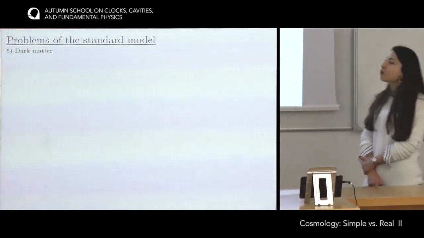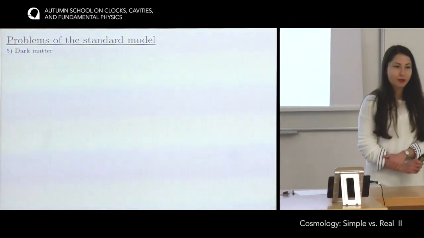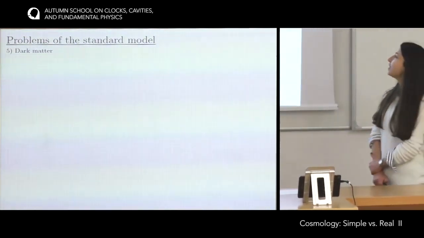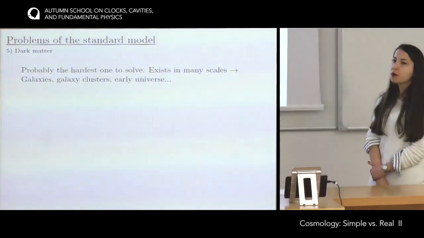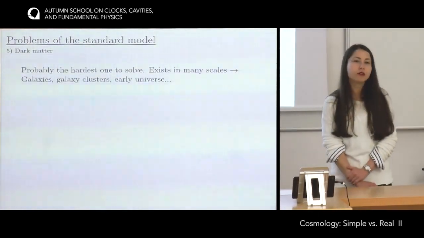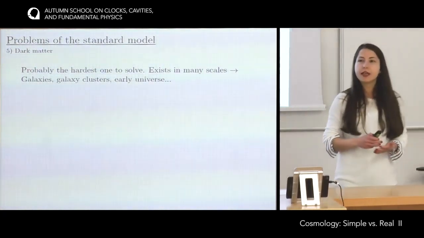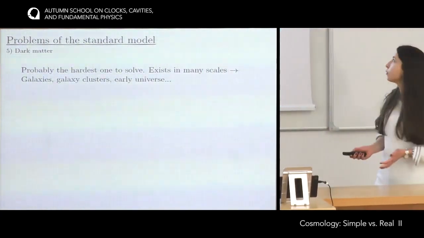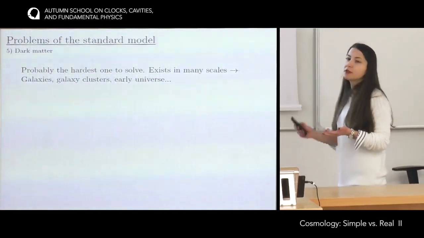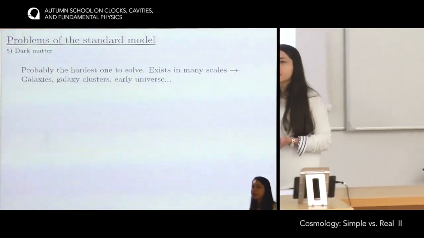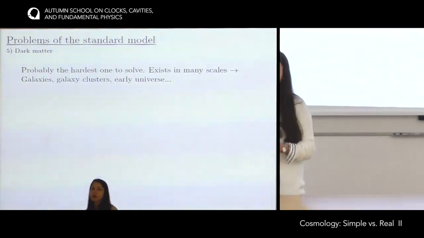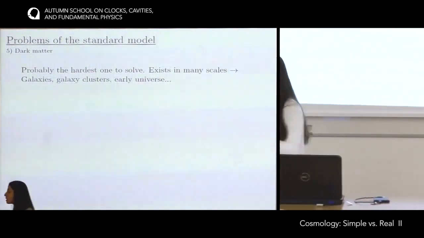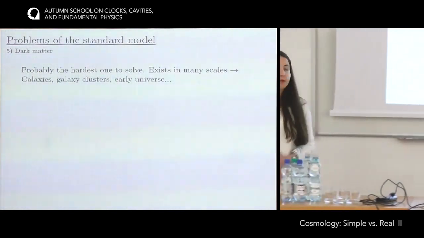So, the next problem, dark matter. I think you are more interested in this problem than anything. And I would say that this is probably the hardest one to solve because it exists at many of the scales in the universe. For example, you observe it in galaxies, at the galaxy cluster scales, and in the early universe. So wherever you look, it looks like there's some missing mass problem.